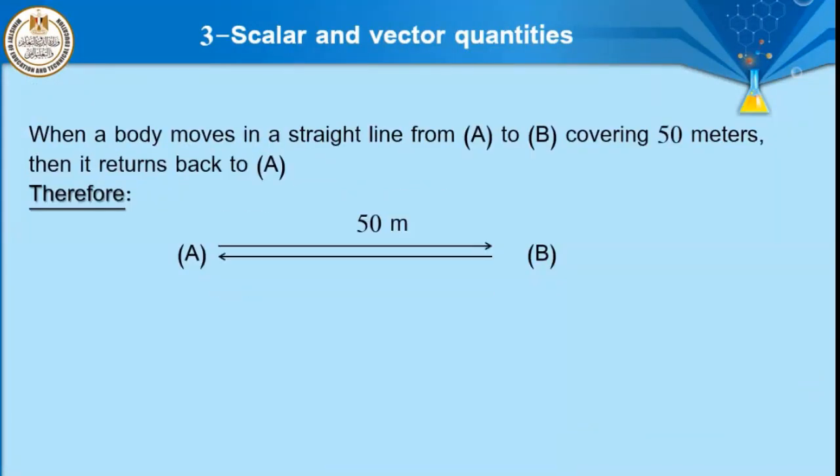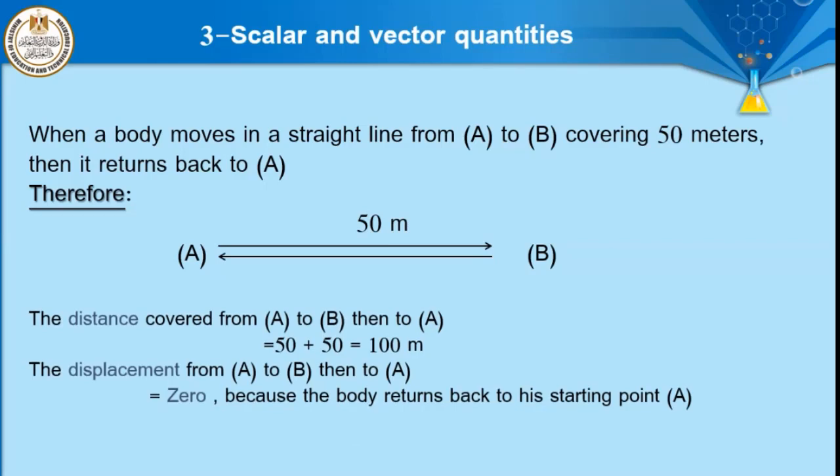When a body moves in a straight line from A to B, covering 50 meters, then it returns back to A, what happens in this case? Where is the starting point A? Where is the ending point B? The distance covered between them is 50 meters. The distance covered from A to B, then to A again, is 50 plus 50 equals 100. In this case, the object covers the same distance and then returns back. So the total distance covered by this object from A to B and from B to A is 50 plus 50 equals 100 meters.